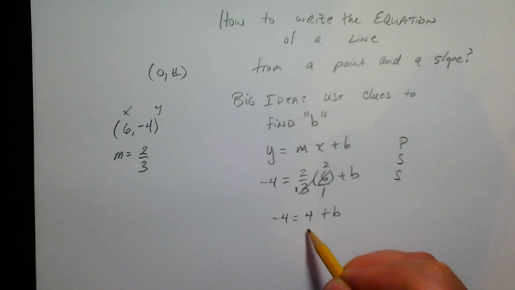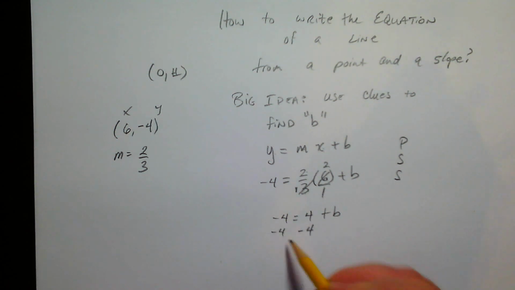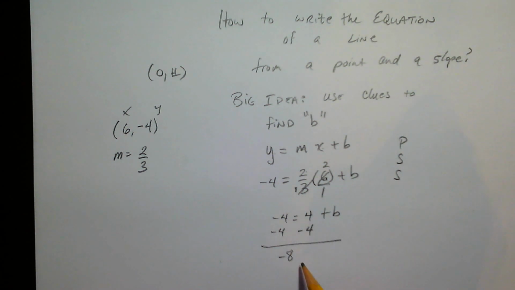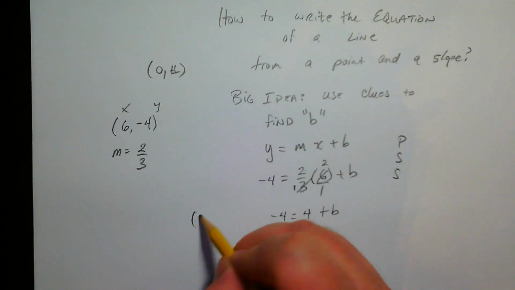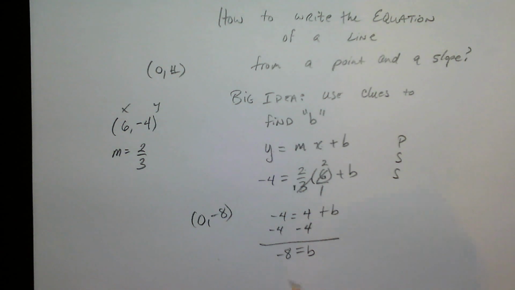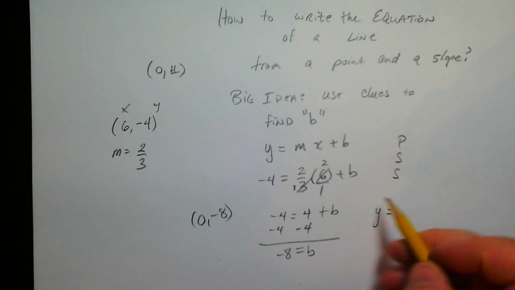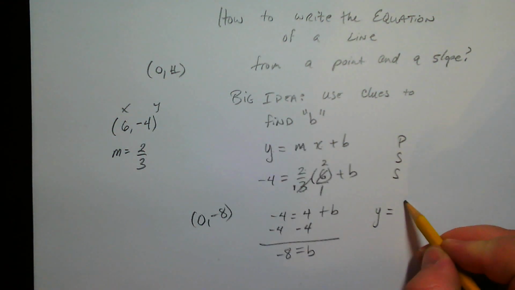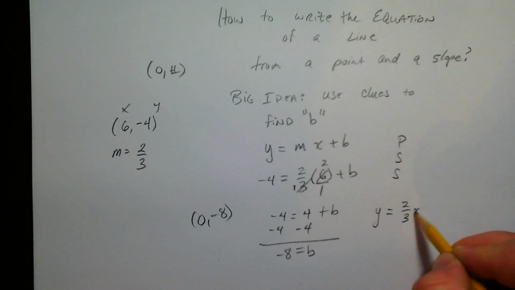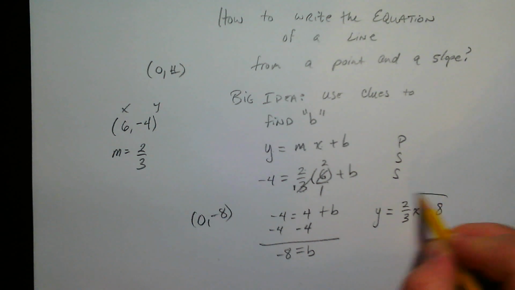Then again, write this next step out. Don't do it in your head. If you're ever having any trouble, it's probably because you skipped that step. Our y-intercept is negative 8. So our y-intercept is 0, negative 8. But for our answer, we have now b is negative 8. We know that the slope is 2/3, minus 8. There's our answer.